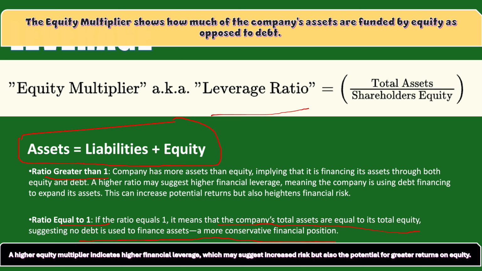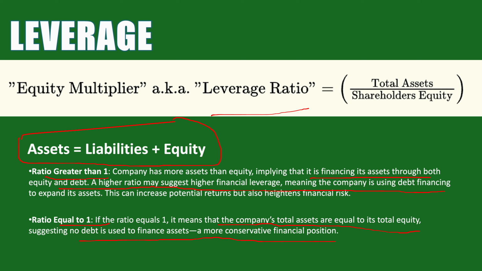Ratio greater than 1: a company has assets more than equity, implying it is financing its assets through both equity and debt. A higher ratio may suggest higher financial leverage, meaning the company is using debt financing to expand its assets. This can increase potential returns but also heighten the financial risks.